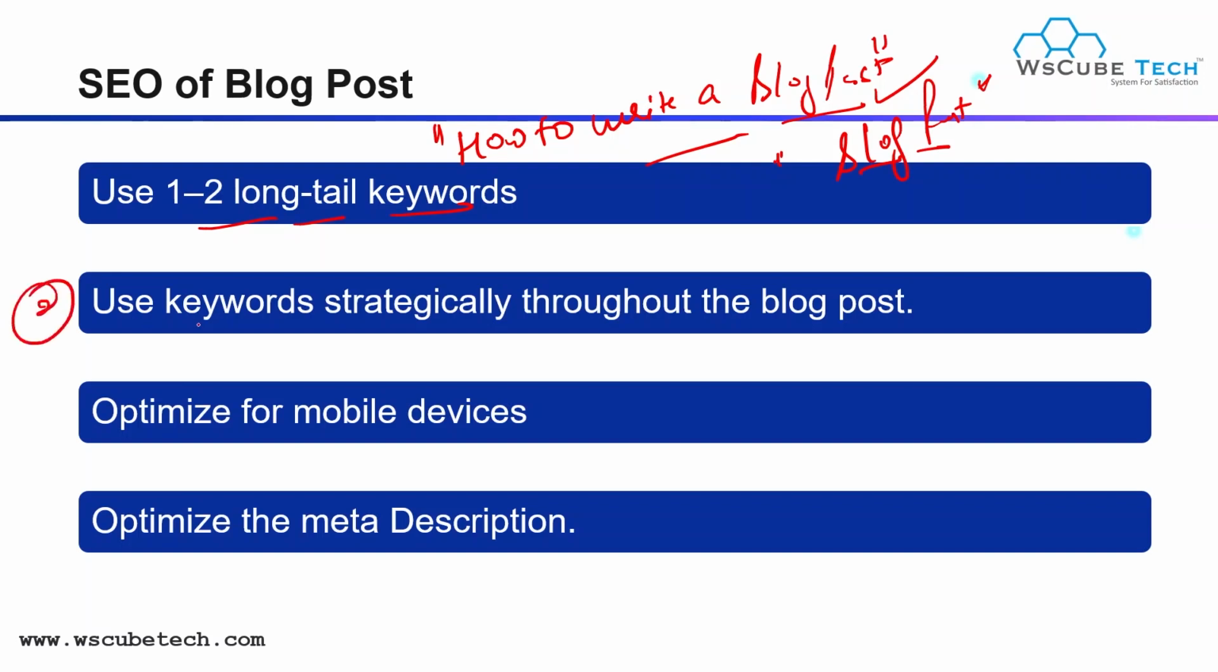Next is to use keywords strategically throughout the blog post. There are 4 essential places where you should try to include your keyword.